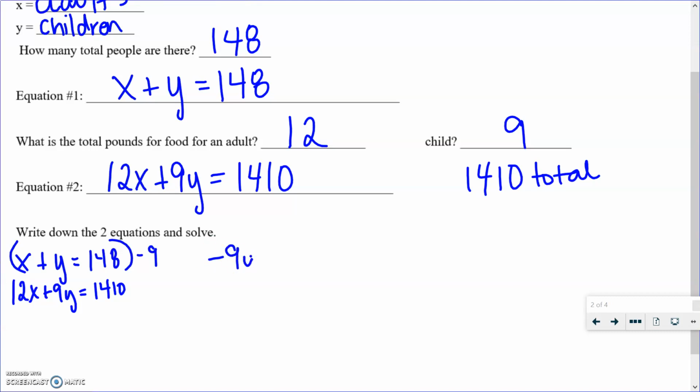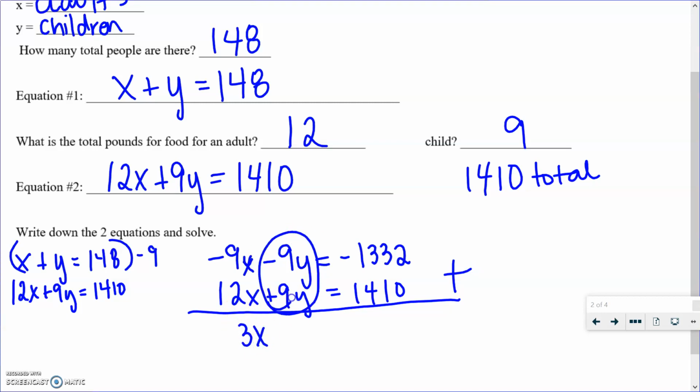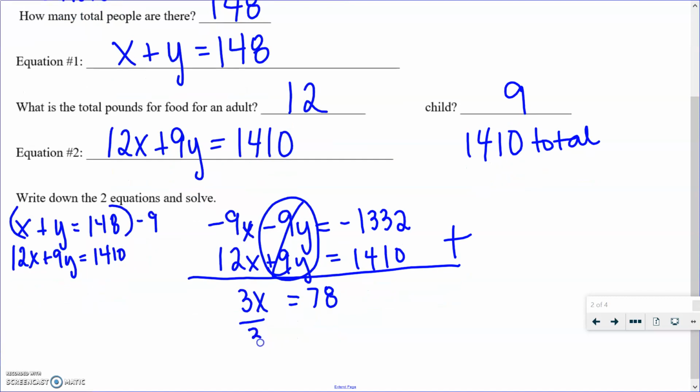So I'm going to do -9x minus 9y equals -1,332. And then I'm going to do 12x here plus 9y and just rewrite this equation. Okay. And then I'm going to add them together. So I get 3x, and these eliminate, which is what we want to happen, equals 78. Okay, we're going to divide by 3. And x, the number of adults, so we know there's 26 adults.